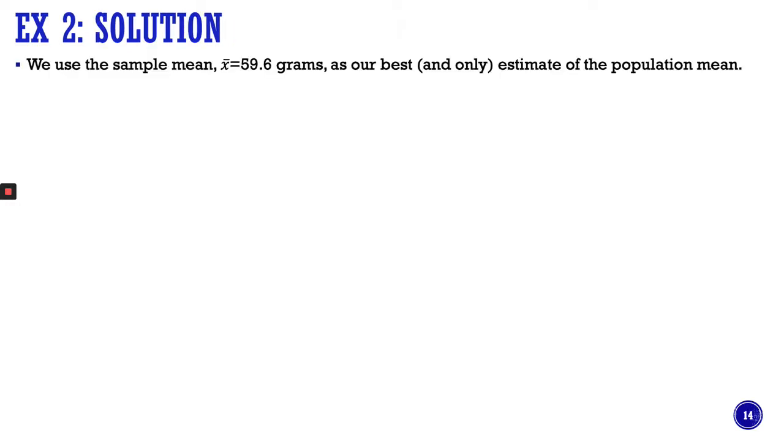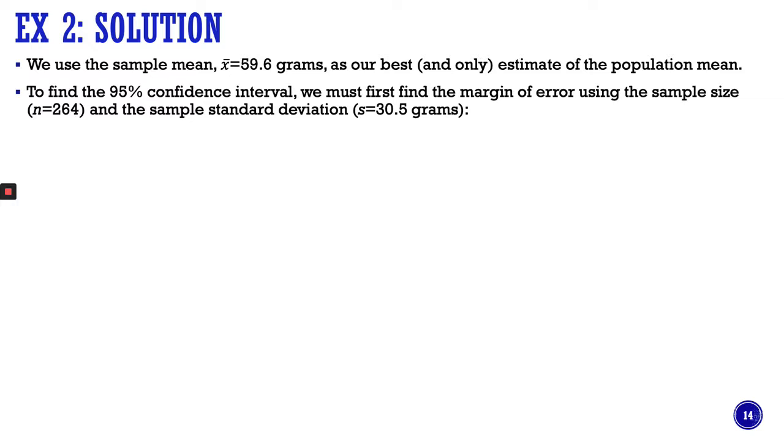So we use our sample mean of x̄ = 59.6 grams as our best and only estimate of the population mean. To find our 95% confidence interval, we must first find the margin of error using our sample size and the sample standard deviation. So remember, our formula is E = 1.96s divided by the square root of n. Our s is 30.5 grams, and our n is 264. So when we do the calculation, we get 3.7 grams.